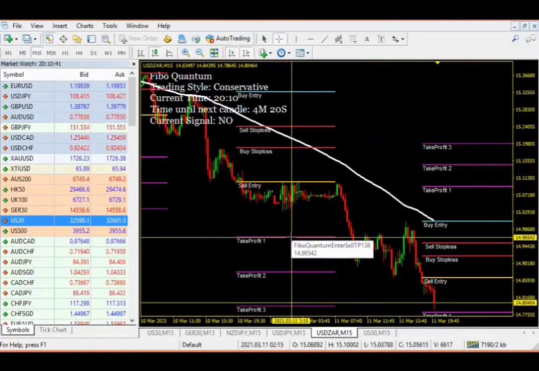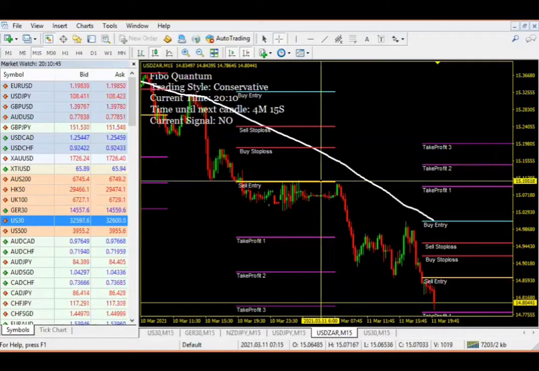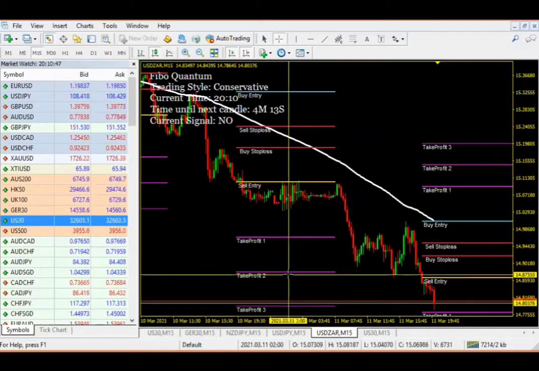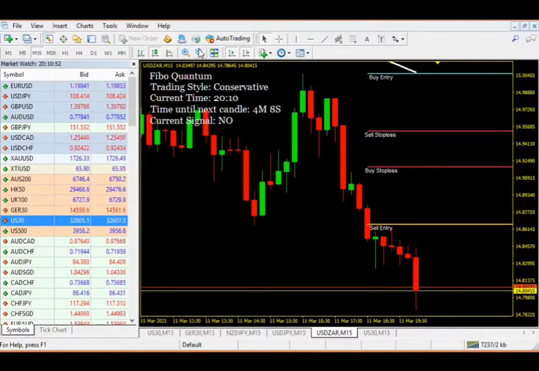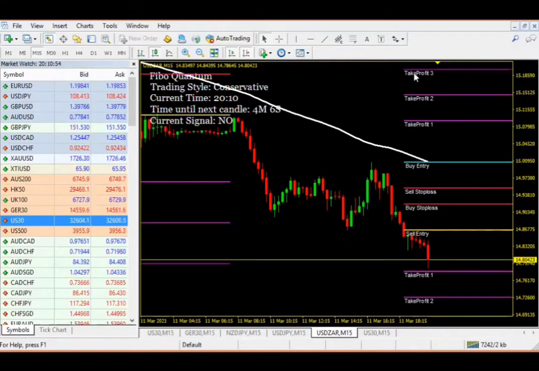Then take profit one is there. That's where you're going to put your TP for that trade. If you've got multiple trades open, you can use the other take profit levels as well. Very easy. It's very easy, guys.